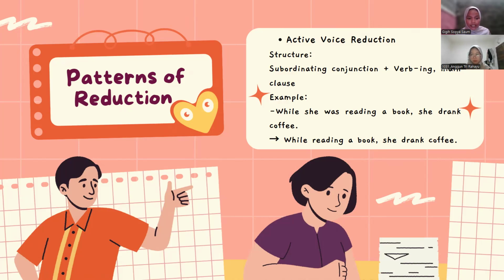The subject she is the same in both clauses. "She was reading" becomes "reading." The subordinating conjunction while is kept. This reduction helps make the sentence shorter and smoother.